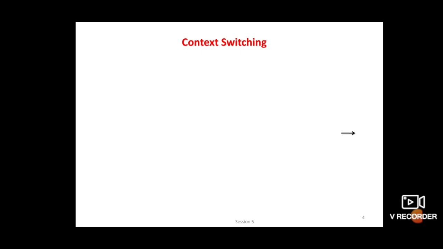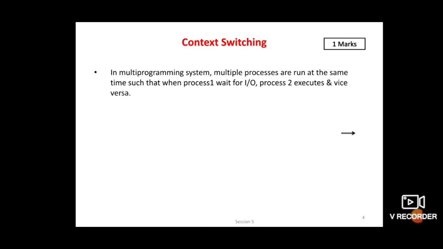Now next is context switching. Context switching is a very important topic in process management. Context switching means that in a multiprogramming system, multiple processes run at the same time, such that when process 1 waits for an input output operation, process 2 executes, and vice versa. Maybe process 2 is waiting for an input output operation and process 1 executes.